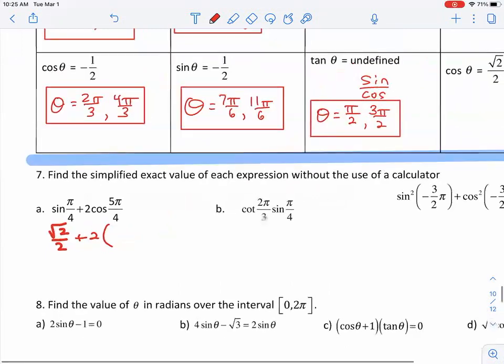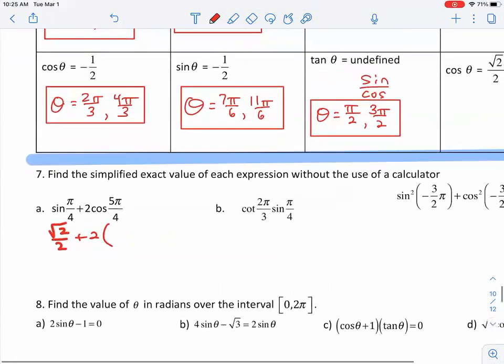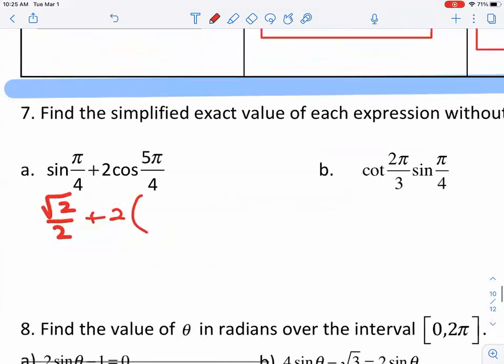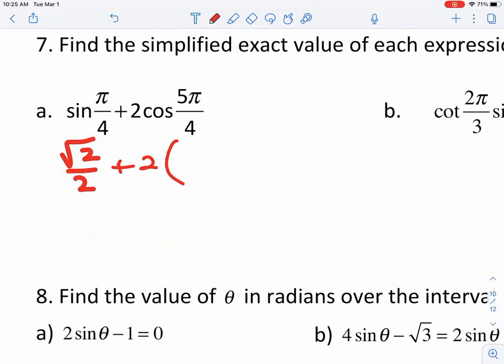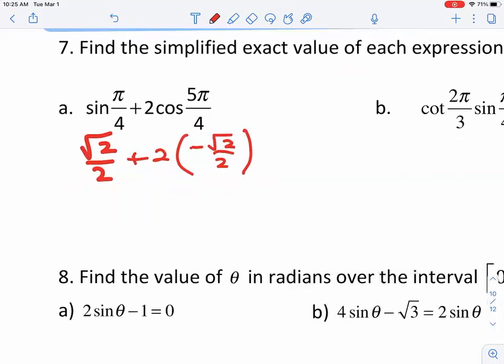Well, the cosine of 5 pi over 4, I know that 5 pi over 4 is in the third quadrant. The reference angle is pi over 4. The cosine is the x value, which is root 2 over 2, but it's going to be negative because it's in the third quadrant. So I have negative root 2 over 2. Okay, I have one more step left, but are there any questions on what we've done so far?